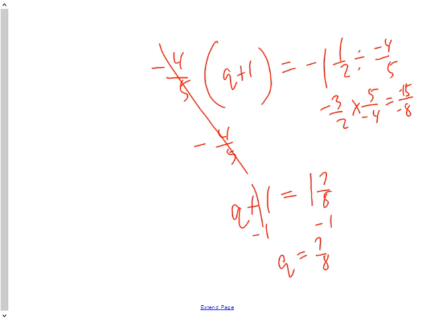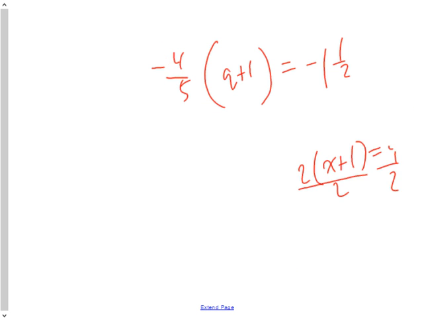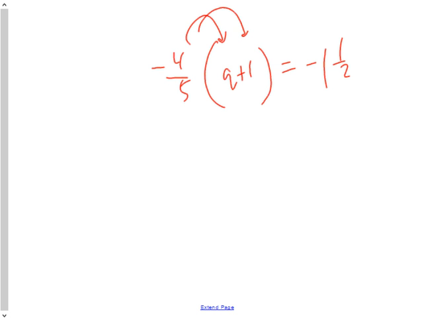But for most of you, how many of y'all expanded? Probably most of you. So if I'm going to expand this, I'm going to get negative 4Q over 5 plus, subtract negative 4/5 equals negative 1 1/2. And from there, multiply both sides by 5, but you still get the answer.